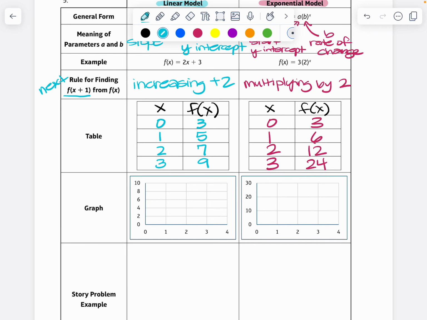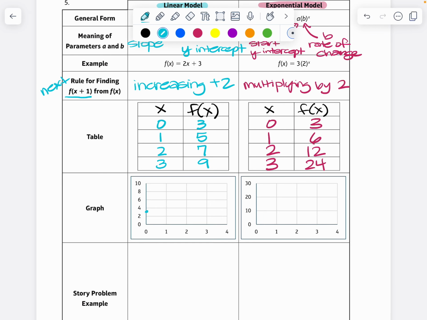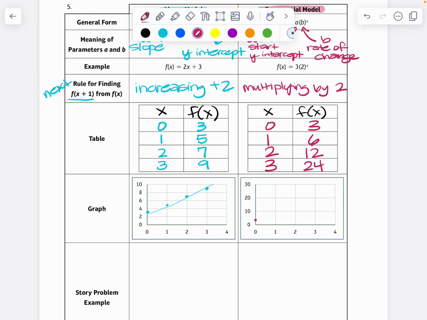All right. So I have 0, 3, 1, 5, 2, 7, and 3, 9. Look at that. That lines up to be kind of a nice line, huh? This one would be 0, 3, 1, 6, 2, 12, 3, whoa, 24, way up here. You're going to notice it's starting to curve and go up. All right, so that's the difference between linear and exponential.